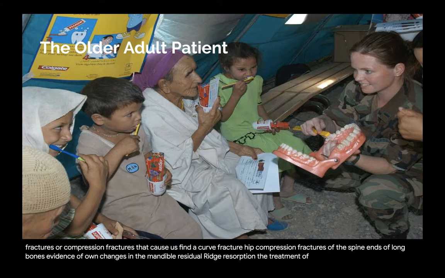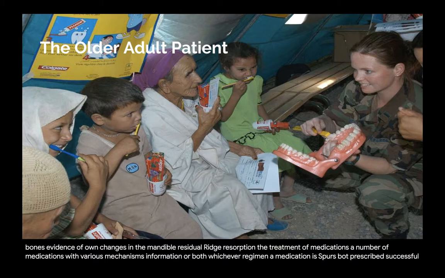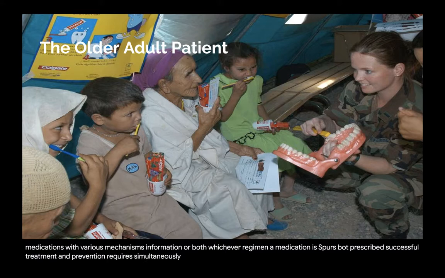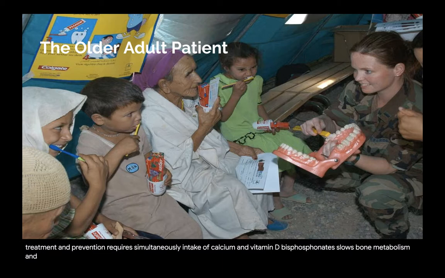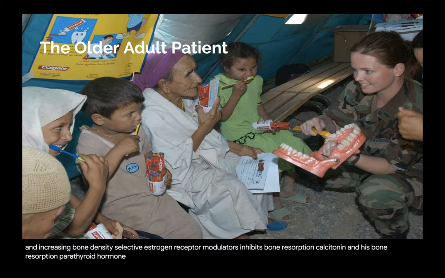The treatment of medications. A number of medications with various mechanisms of action decrease bone resorption, increase bone formation, or both. Whichever regimen of medication is prescribed, successful treatment and prevention requires simultaneous intake of calcium and vitamin D. Bisphosphonates slow bone metabolism and increase bone density. Selective estrogen receptor modulators inhibit bone resorption. Calcitonin inhibits bone resorption. Parathyroid hormone stimulates bone formation, sorry. Treatment and prevention.